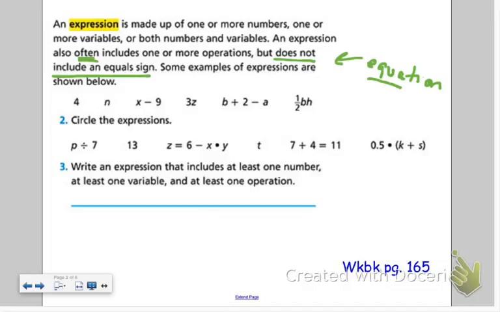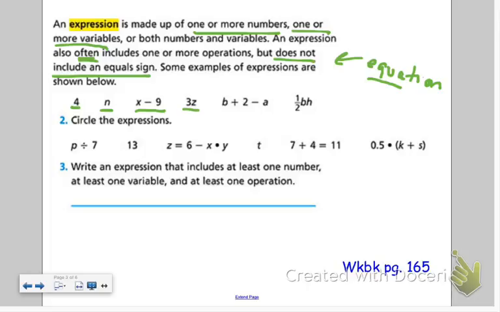Some examples of expressions are shown below. Well, look at this, the number 4. That's it, just the number 4. That is actually considered an expression because it's got one or more numbers. It fits that criteria, and there's no equal sign. The variable n. It can include one or more variables. So n, just by itself, that's an expression. x minus 9, there is another expression. It includes a number and a variable and an operation sign.